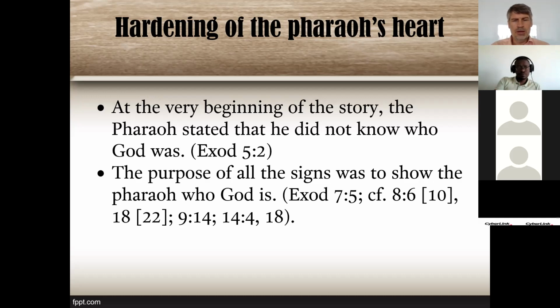And we can see that one of the most common refrains after almost every plague in the first part of the plagues is that Pharaoh and the Egyptians should know who God is. For example, chapter 7 and verse 5: The Egyptians will know that I am the Lord when I stretch out my hand against Egypt and bring out the Israelites from among them. Or 8 and verse 6.